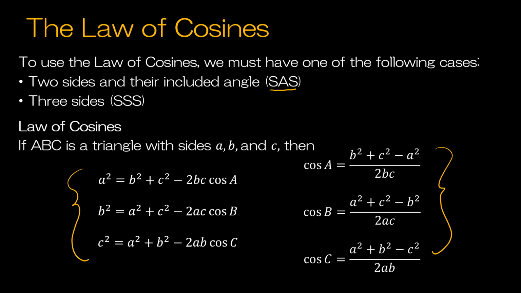For instance, if I'm trying to solve for the angle, I'm probably going to use one of these, because then at the end of the question, I'm just going to take the inverse cosine of whatever I get on the right-hand side of my equation. But if I'm trying to solve for a side, then I'm going to use one of the standard forms of the equation. So let's take a look at how this is used to solve a triangle.